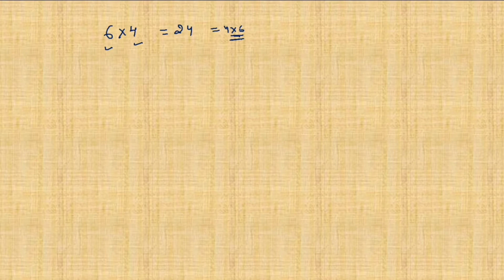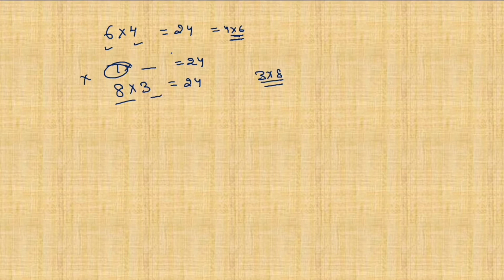For example, 6 into 4 is 24. With 7, we cannot do any multiplication to get 24. So, 7 is not a factor. Again, with 8, it will become 8 into 3 is equal to 24. 8 and 3. We have already checked 3 into 8. Okay. So, in reverse when it comes, no need to find more factors because the result will be the same.